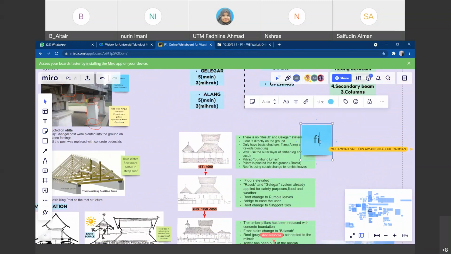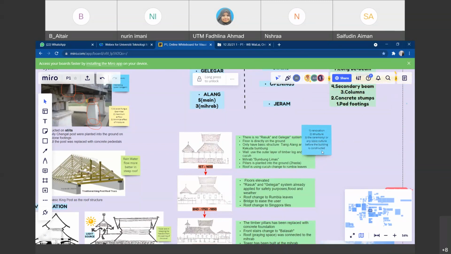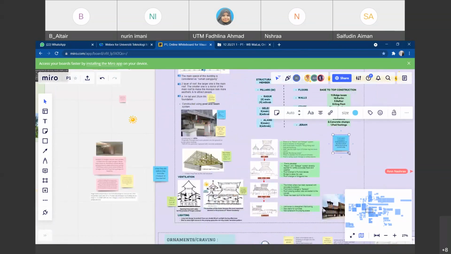And mind you, the one that I have highlighted in the construction methods is that they are using gotong royong. The ceremony, is it? Yes, because nobody else in your group has talked about it. So you might miss the socio-cultural part. You are not only talking about the architecture of this building. Like I said before, you need to fulfill the requirement of this assignment on how this building reflects the social culture of this community.